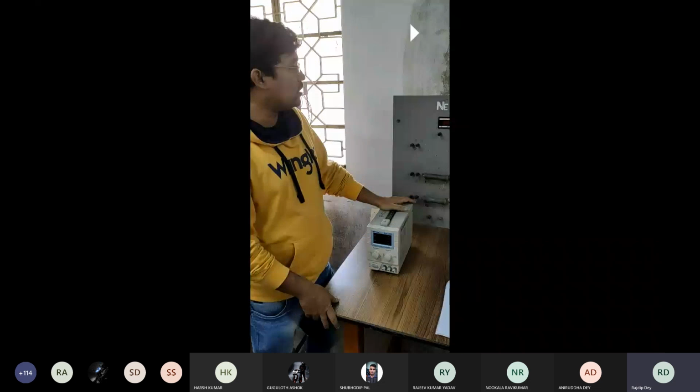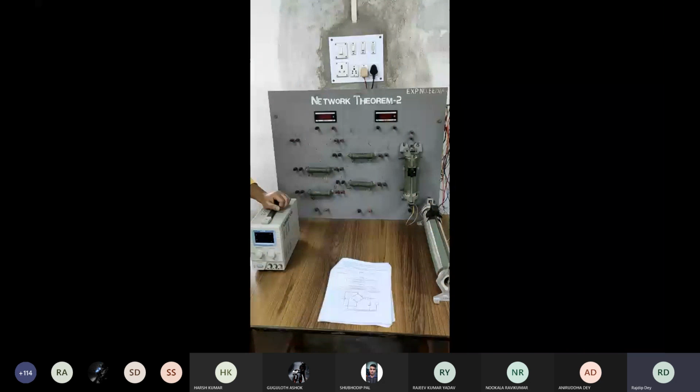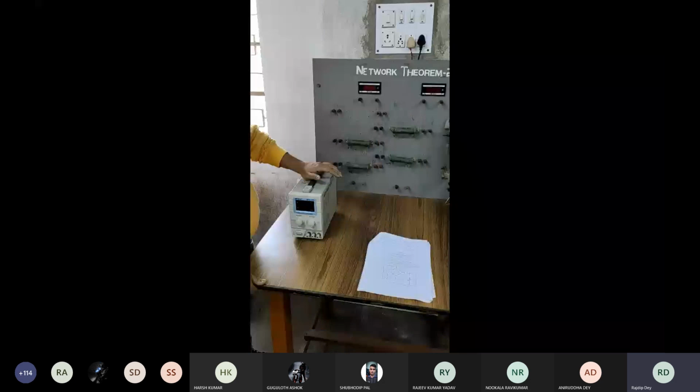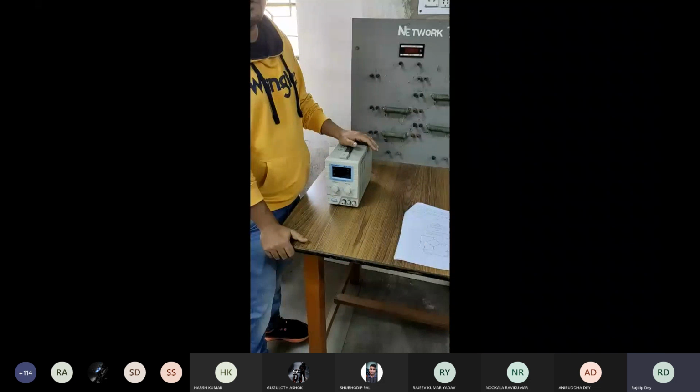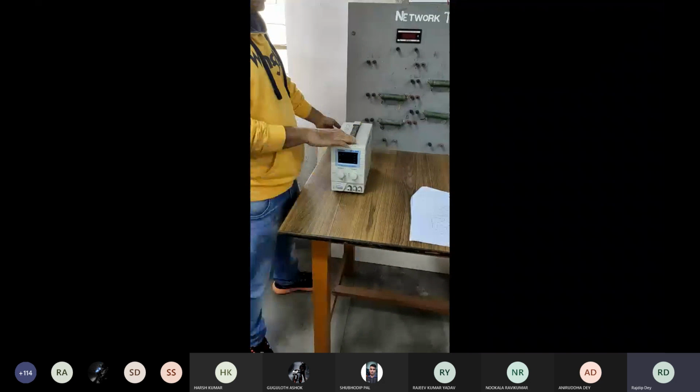Today we are going to do experiment number 2, which is on network theorems. This is for the Norton theorem and the maximum power transfer theorem. So we will first see what the apparatus are. In this experiment, first we need a voltage source. This is the DC voltage source, and this has a separate connection.